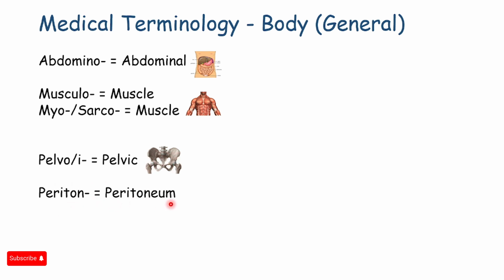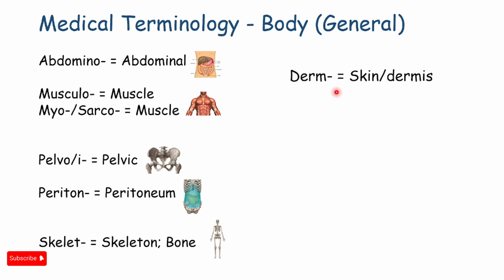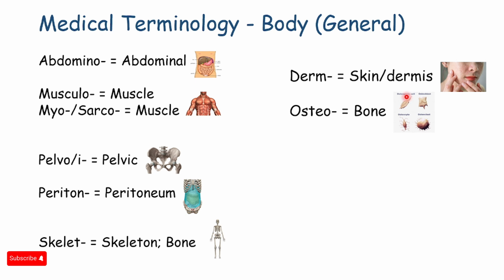Peritone related to the peritoneum. So this is the peritoneum. Covering of the abdomen is called peritoneum. Skeleto means skeleton or bones. So this is the skeleton of human body. Dermo related to skin or dermis like dermatitis, atopic dermatitis. Osteo related to the bone like osteoprogenitor cell, osteoblast, osteoclast and osteocyte, and osteosarcoma, that's a bone tumor.